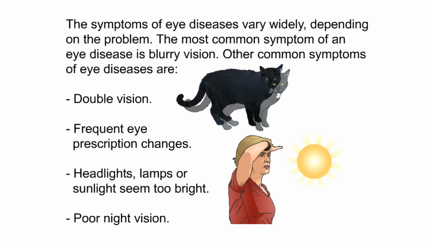The symptoms of eye diseases vary widely depending on the problem. The most common symptom of an eye disease is blurry vision. Other common symptoms of eye diseases are double vision, frequent eye prescription changes, headlights, lamps, or sunlight seem too bright, poor night vision.